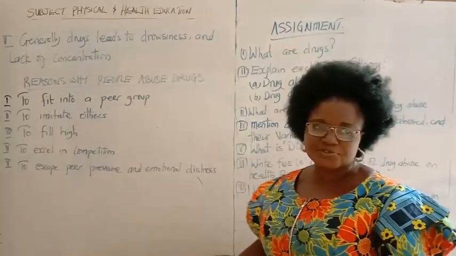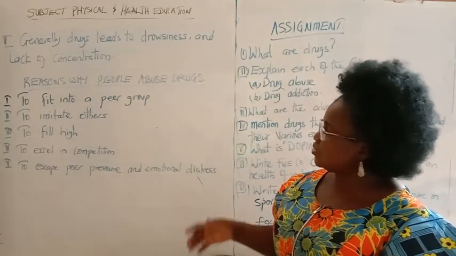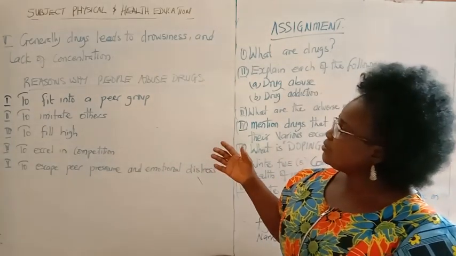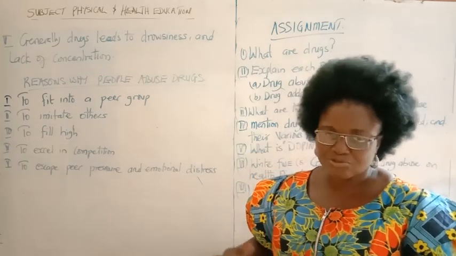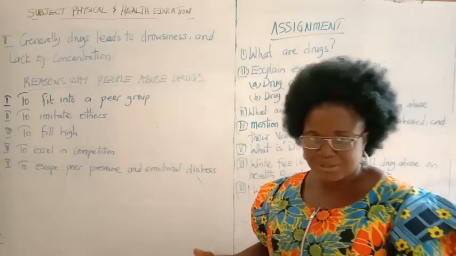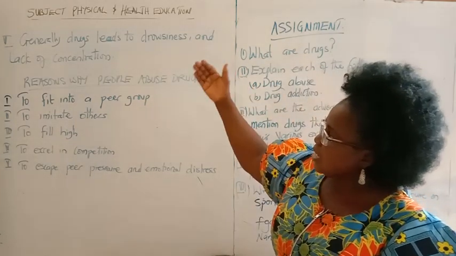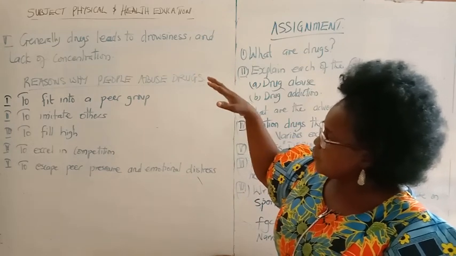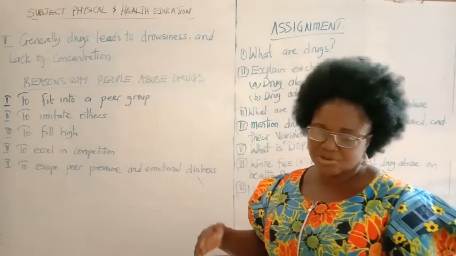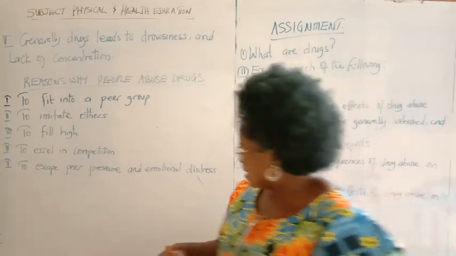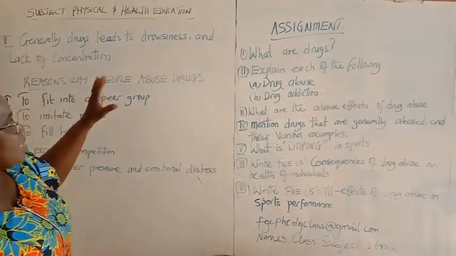Now remember what we've talked about. We're talking about drugs, drug abuse, and its effect on health of individuals and sports performance. Remember, we defined drugs. We talked about drugs that are generally abused. We talked about health implications or consequences of drug abuse, and then effects of drugs on sports performance. Please, I want you to take this particular topic seriously.